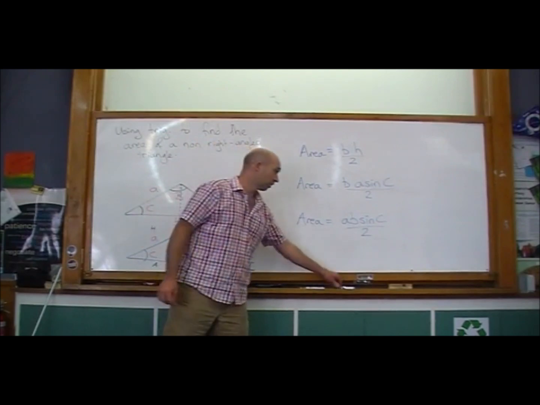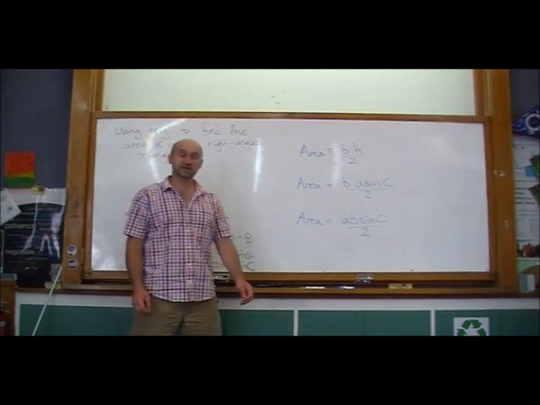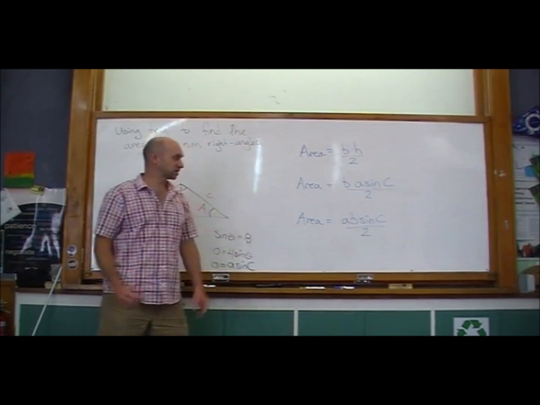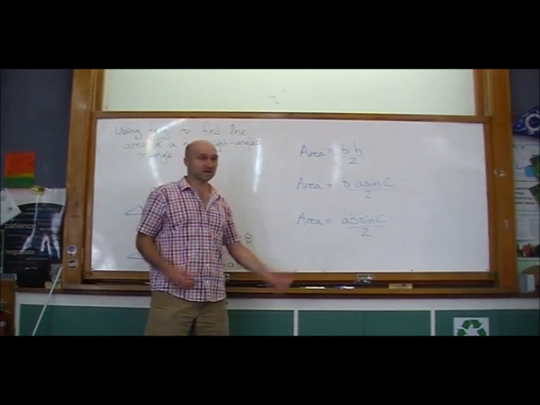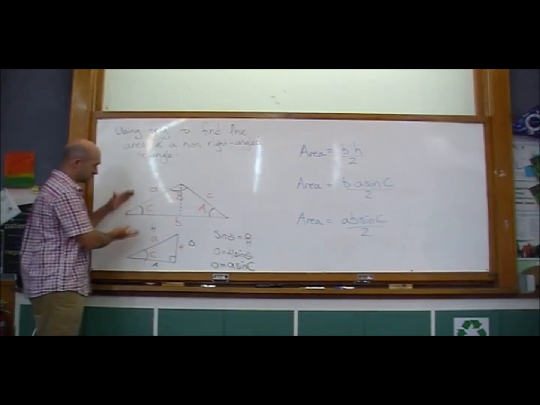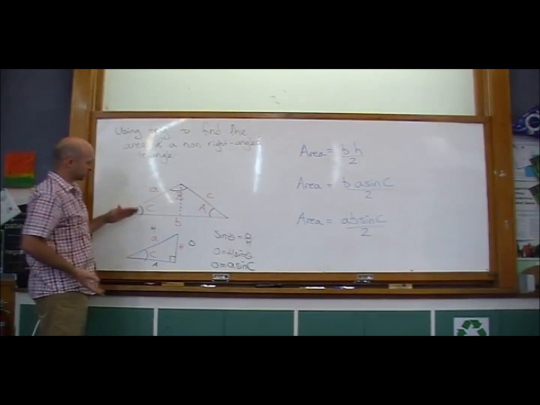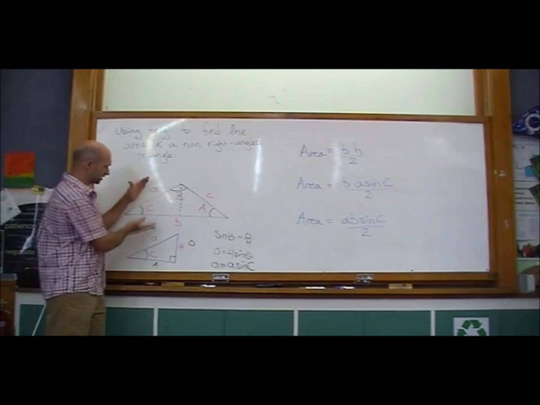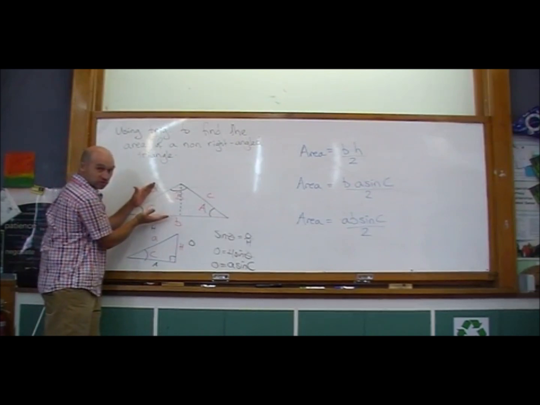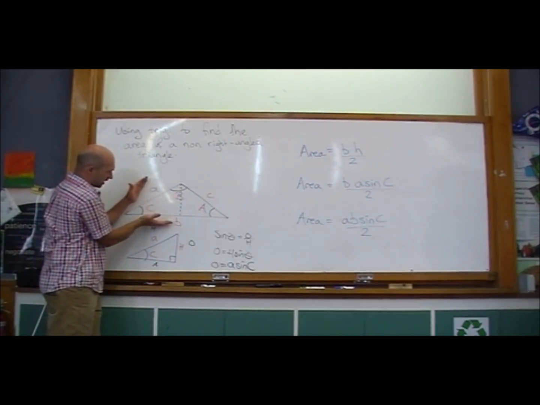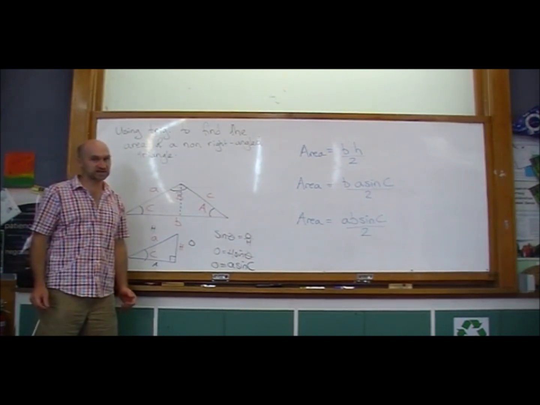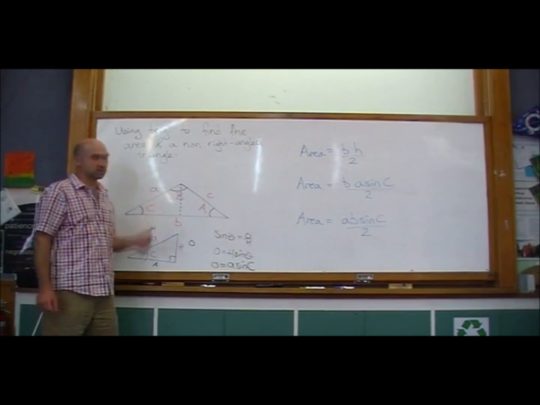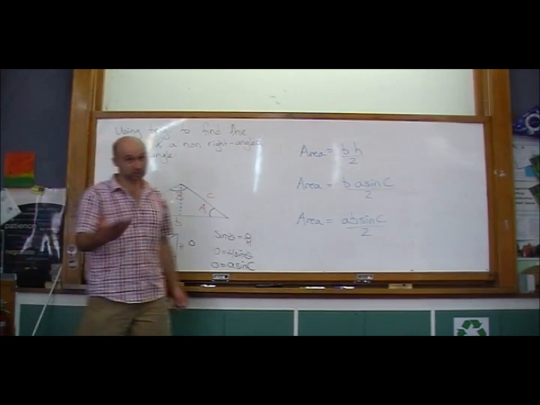And so what we've come up with is an equation for finding the area of a non-right angled triangle when we know two of the sides and the angle. And if you come back to this triangle here, you can see that the two sides that we know are always the two sides on each side of the angle that we know. They're both sides that are adjacent to the angle that we know. Let's do a quick example.